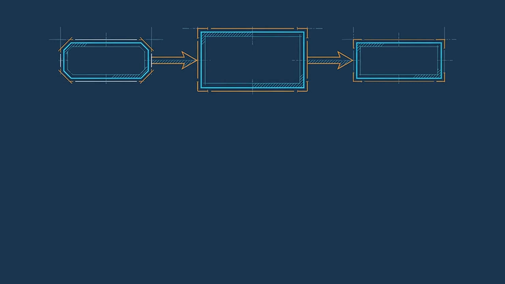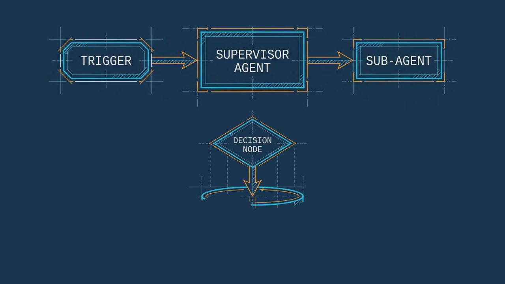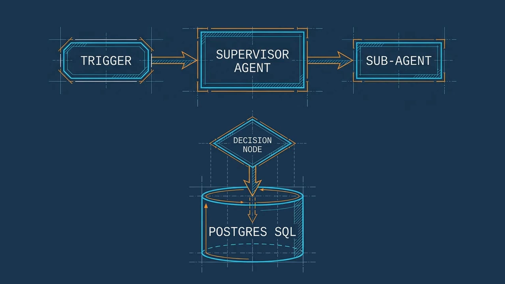Data flows from a trigger source, Salesforce, ServiceNow, or a webhook, through the supervisor agent, which classifies intent and delegates to the correct sub-agent. Every decision node writes to a structured audit log in PostgreSQL before any action is executed.